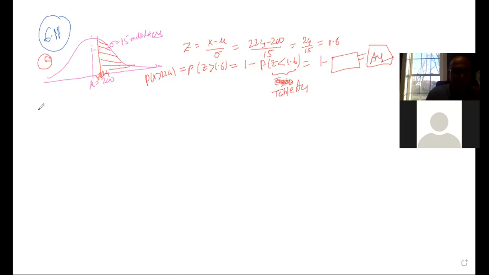My second example, my B part. B part says, what is the probability that a cup contains between 191 and 209, with nu equal to 200. So your x values are given over here, 191 and 209. So what I'm going to do, first of all, let's first try.